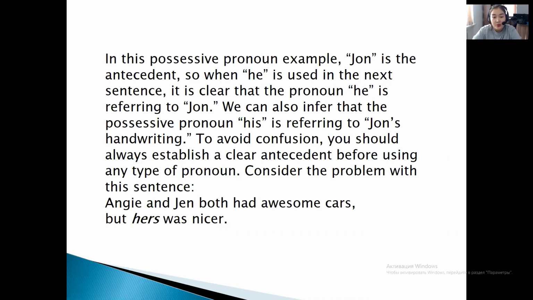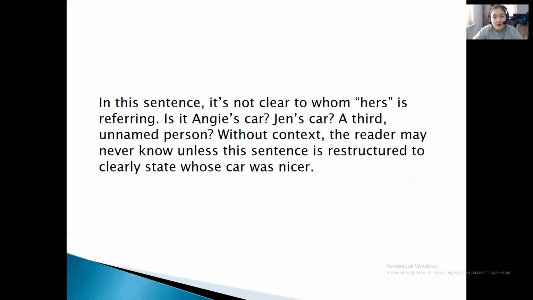Consider the problem with this sentence. Angie and Jen both have some cars, but hers was nicer. In this sentence, it's not clear to whom hers is referring. Is it Angie's car, Jen's car, a third unnamed person? Without context, the reader may never know unless this sentence is restructured to clearly state whose car was nicer.